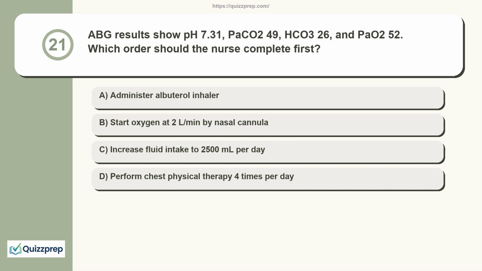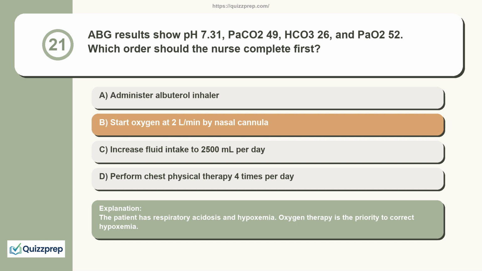Question 21. ABG results show pH 7.31, PaCO2 49, HCO3 26, and PaO2 52. Which order should the nurse complete first? Administer albuterol inhaler. Start oxygen at 2 L/min by nasal cannula. Increase fluid intake to 2,500 mL per day. Perform chest physical therapy 4 times per day. The patient has respiratory acidosis and hypoxemia. Oxygen therapy is the priority to correct hypoxemia.